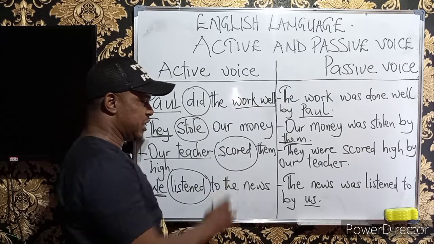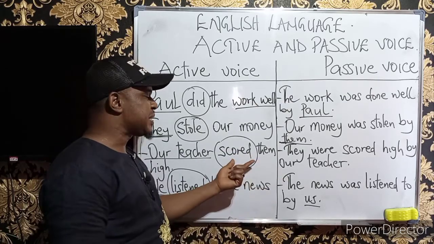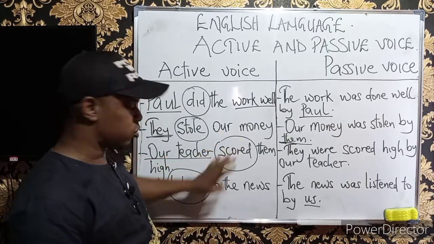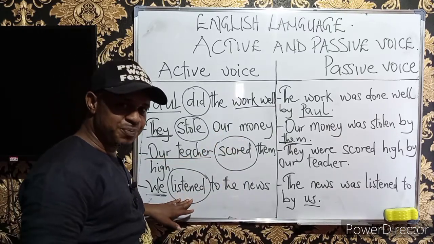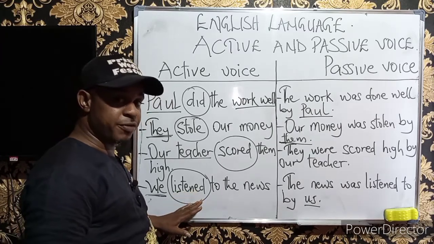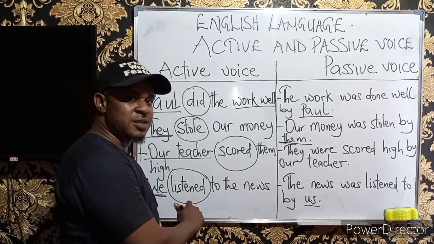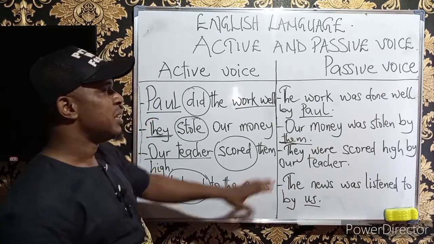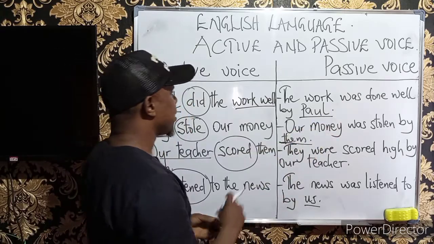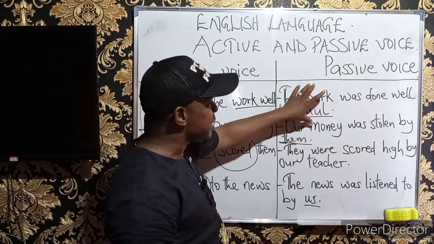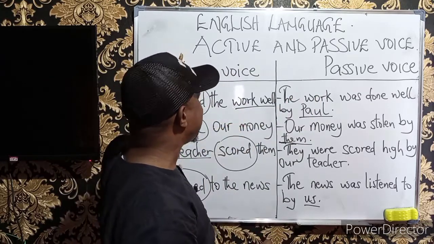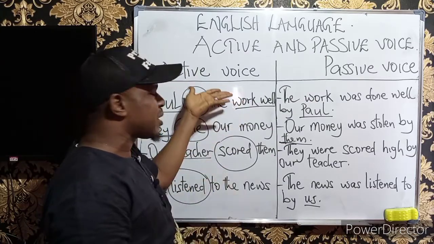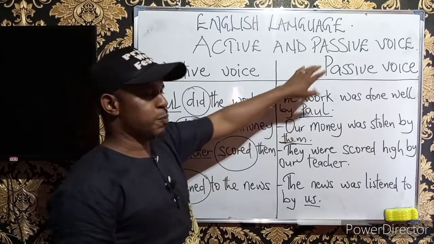So the simple past tense form of it is stole. And here we see it as scored. The present tense form of it is score, while the simple past tense form of it is scored. And here it is listened. This is a regular verb, of course. The present tense form of it is listen, and this is listened in the simple past tense form. Now, take note of the fact that we are now expressing these sentences from active voice to passive, that means we are changing the expressions made in the active voice to passive voice.